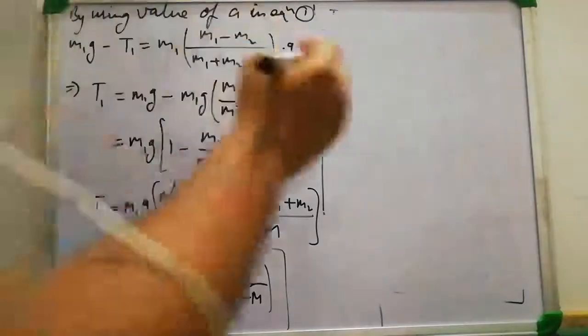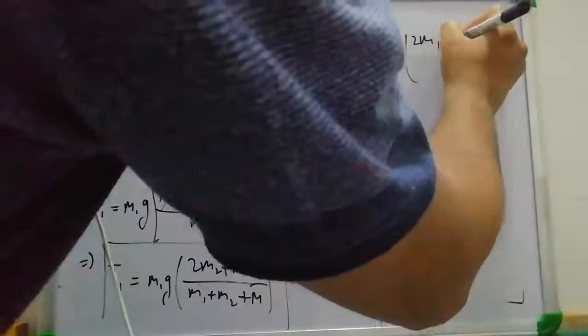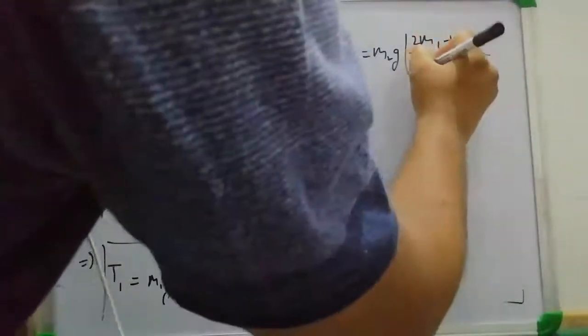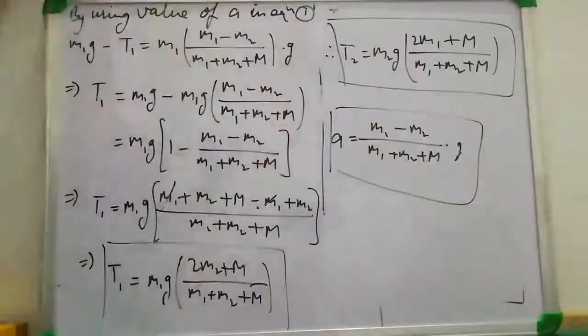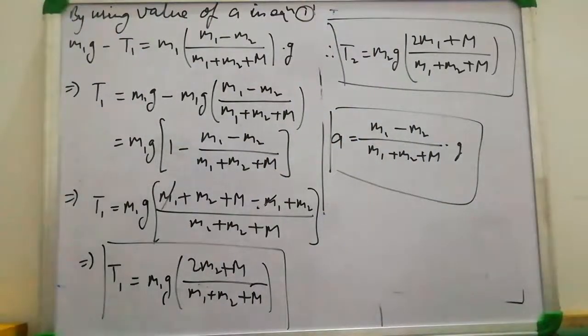So T2 will be equal to m2g into twice of m1 plus capital M upon m1 plus m2 plus capital M. This is the formula for tension T2. And what was the formula for acceleration? It was (m1 minus m2) divided by the whole mass (m1 plus m2 plus capital M) into g. So these three formulas we can solve like this.